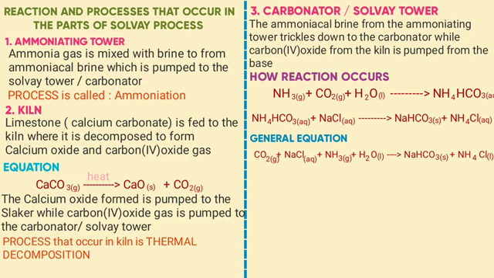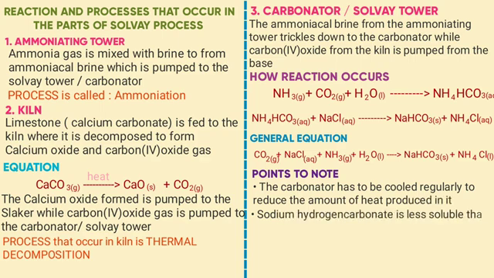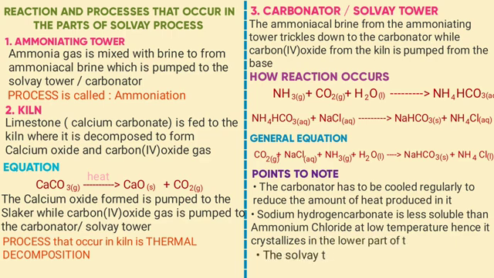Now, the carbonator has to be cooled regularly so as to reduce the amount of heat produced in it. Sodium hydrogen carbonate is less soluble than ammonium chloride at low temperatures, hence it crystallizes in the lower part of the carbonator. Now, the Solvay tower is usually made of what they call bubble caps. The role of the bubble caps is to make the liquid flow slowly so as to increase surface area for the reaction.